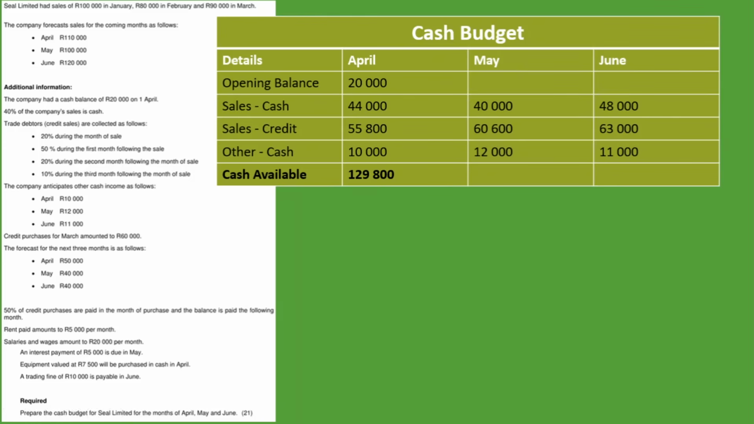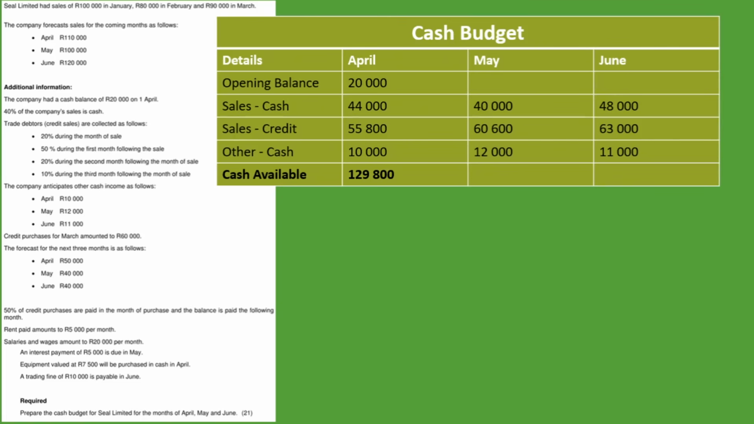So now that we have totaled that up, let's look at the credit purchases. We're told that the credit purchase for March amounted to 60,000 Rand, and the forecast for the next 3 months are as follows, and we are given the forecast credit purchases for April, May, and June. And what is important here is that 50% of credit purchases are paid in the month of purchase, and the balance is paid in the following month. So you're paying 50% in the month that you have done the credit purchases, and you're paying the remaining 50% in the following month. So that should be easy.